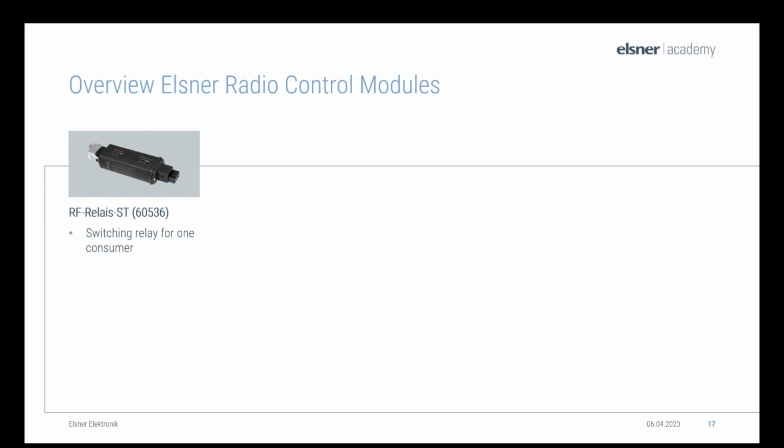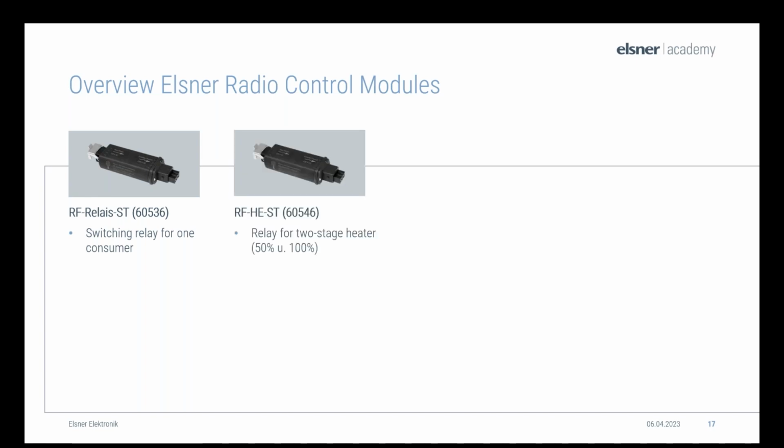Next up, the release and the accessories that will be needed in order to extend an existing building automation project, or also to extend it in the planning. First up, we have the switching relay for one consumer. Next up, we have a relay for a 2-stage heater.